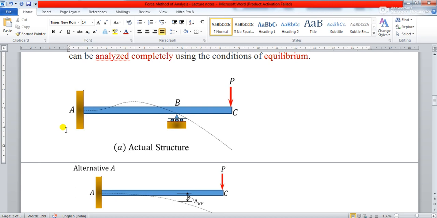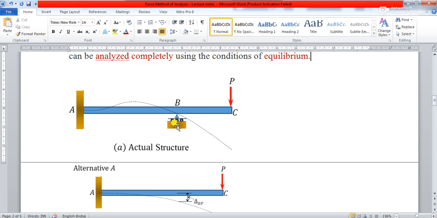At A, you see this is a fixed support. So how many unknown reaction components will be there? There will be a vertical reaction at this point, there will be a horizontal reaction at this point, and there will be a moment at this point, right? And at B, it's a roller support, so there will not be any moment, there will not be any horizontal reaction, only the reaction will be in the vertical direction. So you see, there will be 4 unknown reaction components, right?